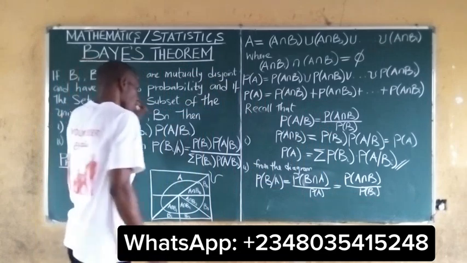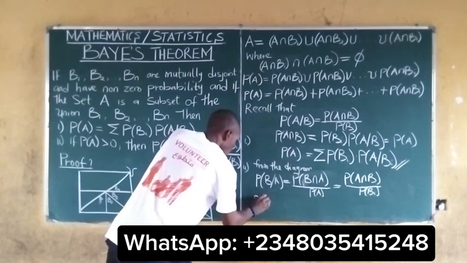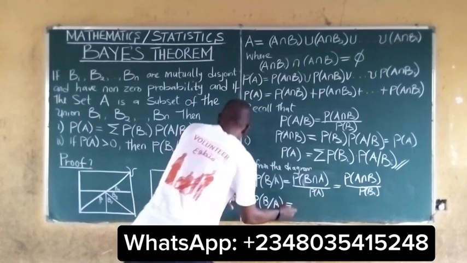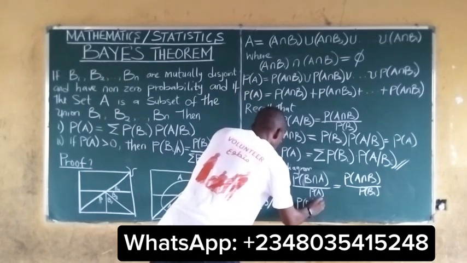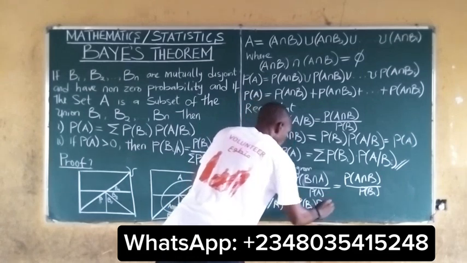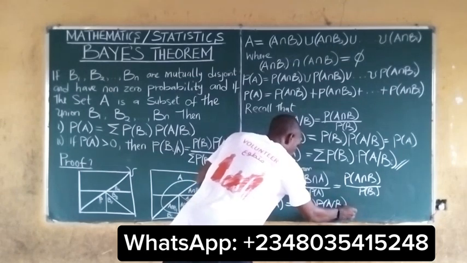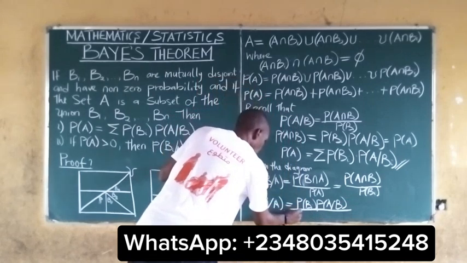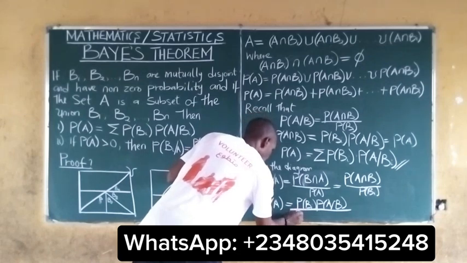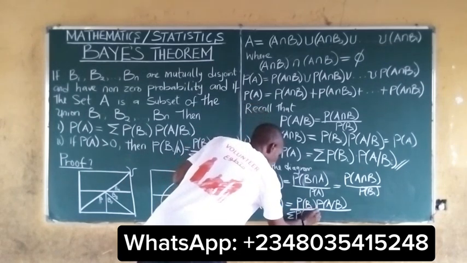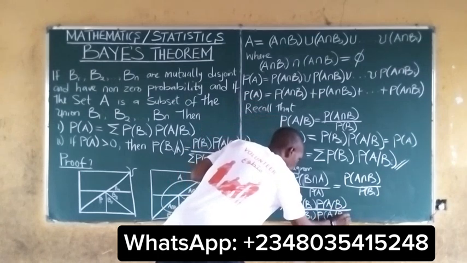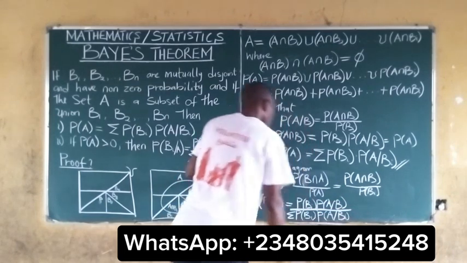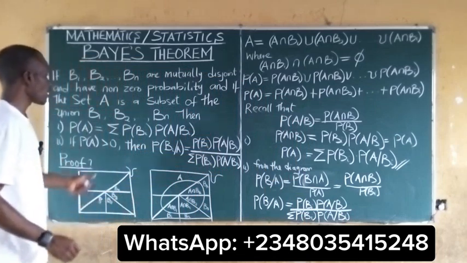Therefore, the probability of Bi given A is equal to what we have here, the probability of Bi multiplied by the probability of A given Bi all over the summation of the probability of Bi multiplied by the probability of A given Bi. So this is for the second one. We have succeeded in proving the second one.